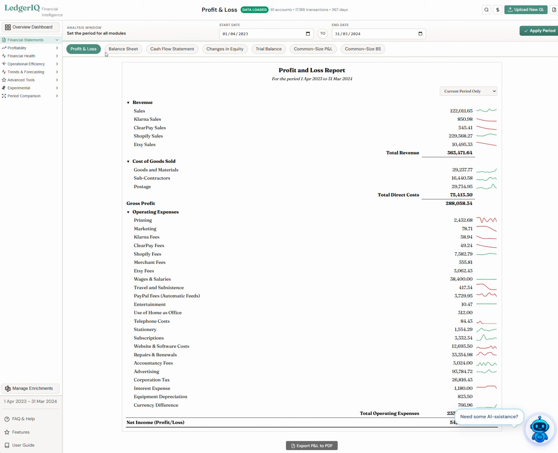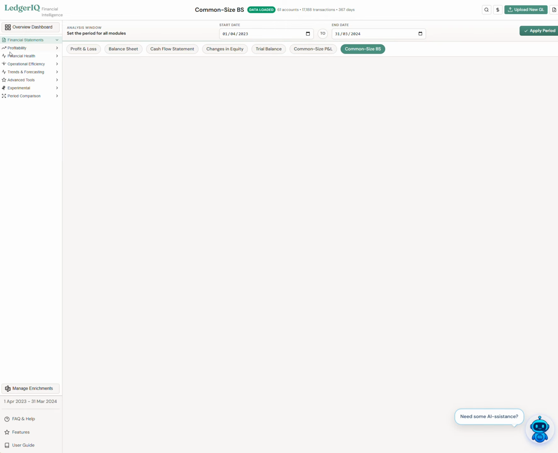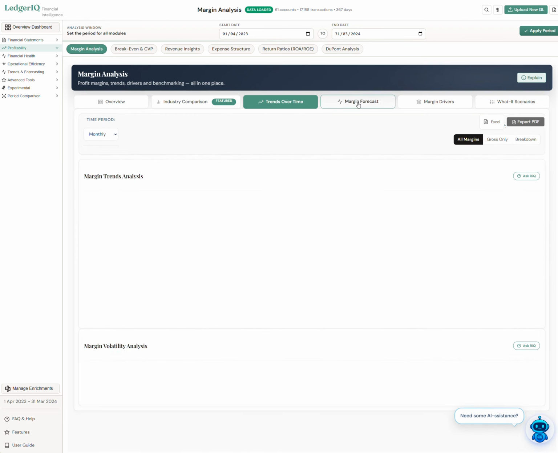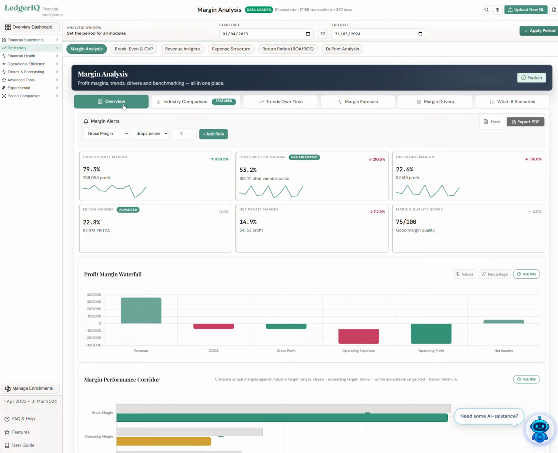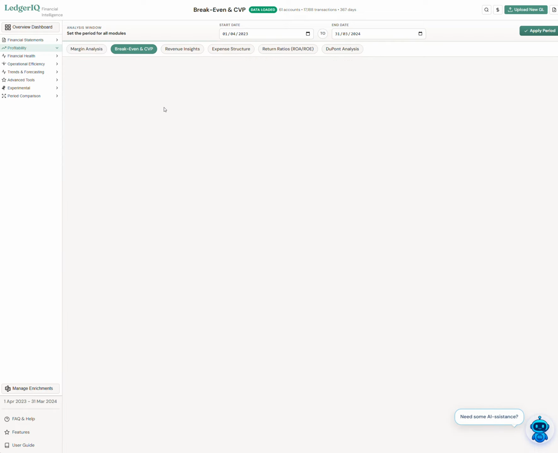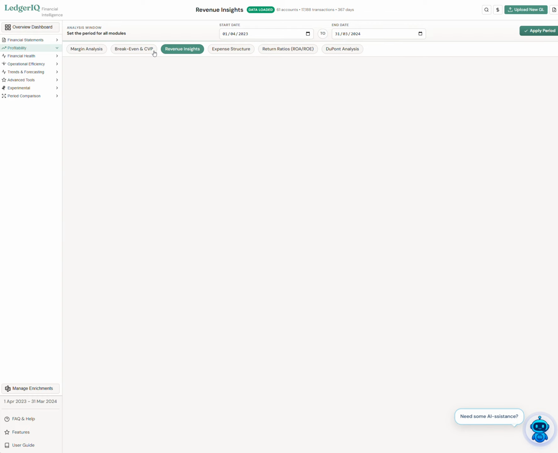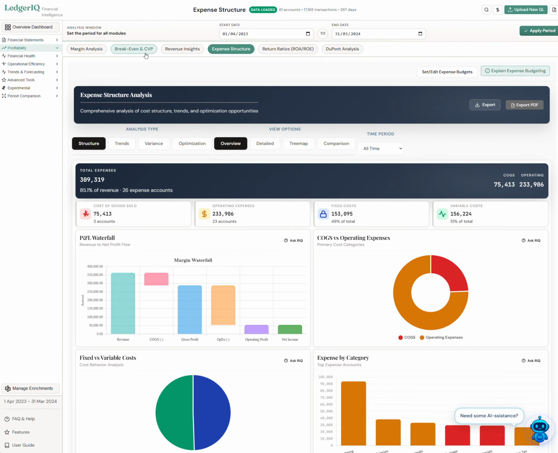Now, LedgerIQ has 40 plus financial analysis modules, many of which you're already familiar with, but some, as we go down this list here, are significantly more complex than anything you'd find on your software. And we're able to actually extract CFO grade analysis from this. But today we're going to put ourselves in the shoes of a business owner. A lot of this might be gobbledygook to them. I'm just going to quickly talk through some of the modules that you'll see, like the break-even and CVP and expense structure. You can see that here.